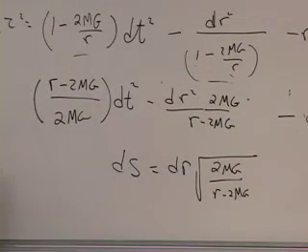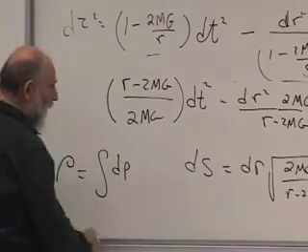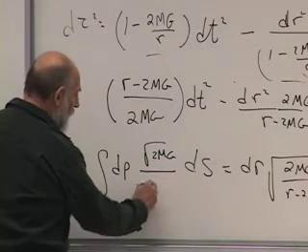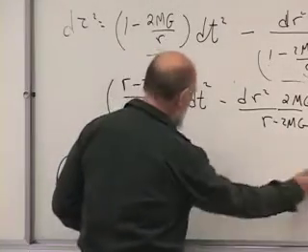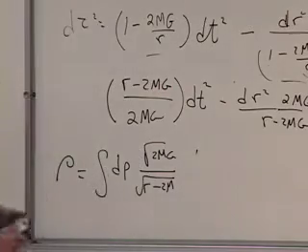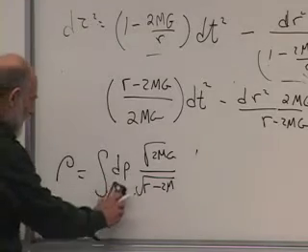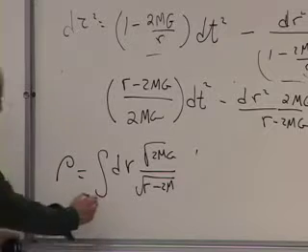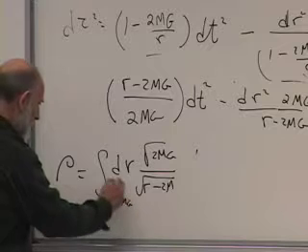So let's call that integral rho. It's the proper distance to an arbitrary point, and it's the integral of dr times the square root of 2mg, that's a constant, that comes out, divided by the square root of r minus 2mg. Here we are. This is the proper distance. Where do we integrate from? We integrate from r equals 2mg to r.